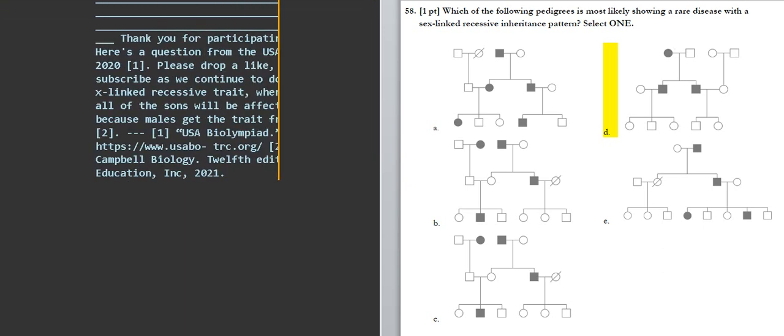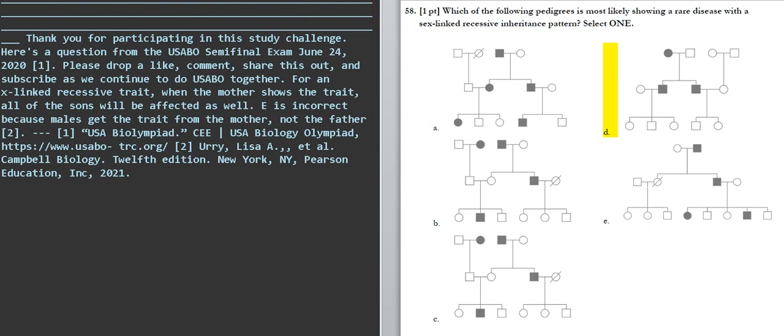For an X-linked recessive trait, when the mother shows the trait, all of the sons will be affected as well. E is incorrect because males get the trait from the mother, not the father.